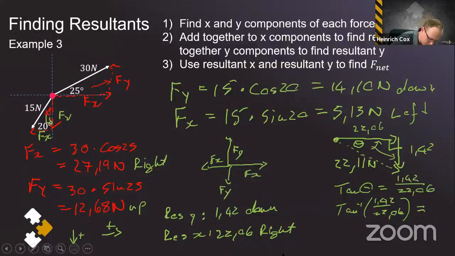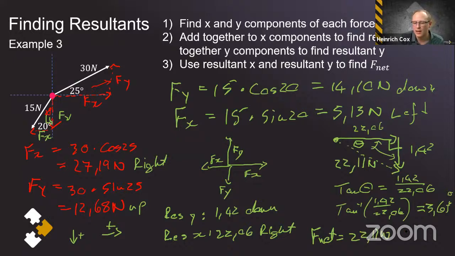So let's see what that is. Inverse tan of 1.42 over 22.06 gives us an angle of 3.67 degrees. Okay, so this is 3.67 degrees. So our final answer then is that F net is equal to 22.11 newtons, right? And the angle is 3.67 degrees. And then we know that it's pointing somewhere in this direction.